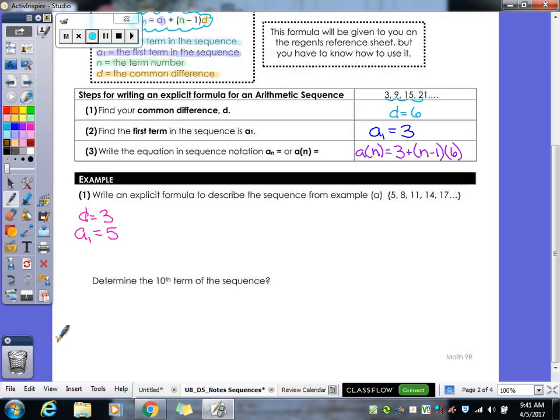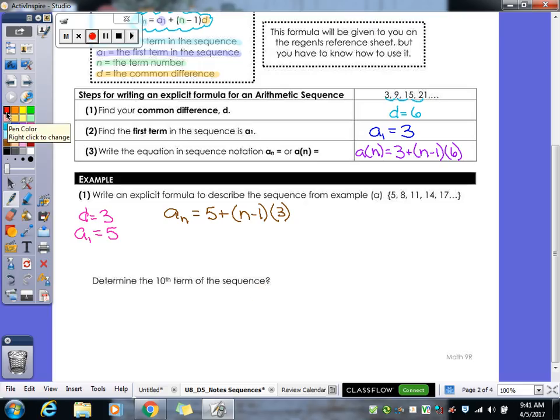So then our third step is to actually write the equation. I'm going to write it in the other form this time. A sub n equals, again, I'm just following my formula up here. It tells me my first term, so 5 plus, I don't know my n yet, so n minus 1, and then times 3.